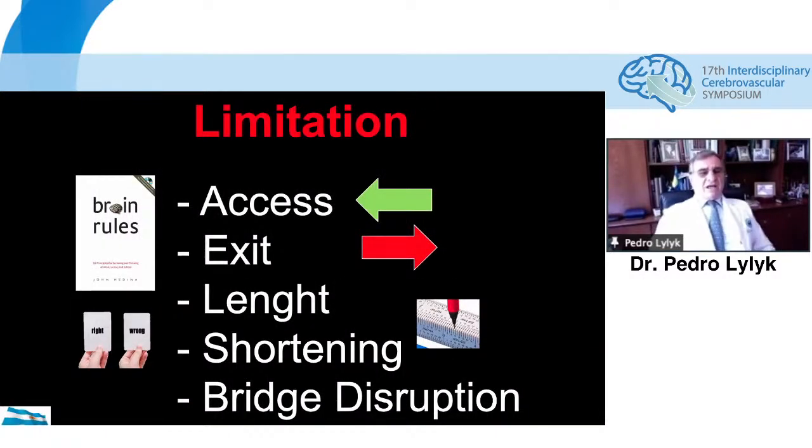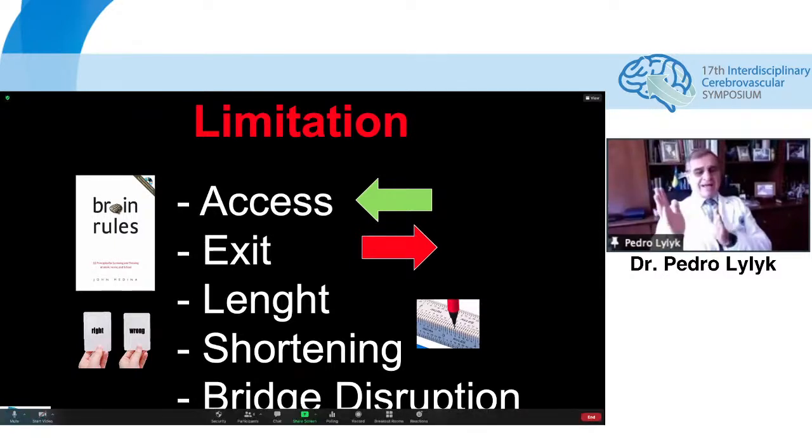What are the limitations? Of course, we have limitations. We always have some limitation in our techniques. Access is one limitation. To find the exit of those complex aneurysms, you have to use additional techniques like distal balloon, distal stent. Also the length. At the beginning, we didn't have that many lengths. Today we have 50 millimeters in length, which is very good.